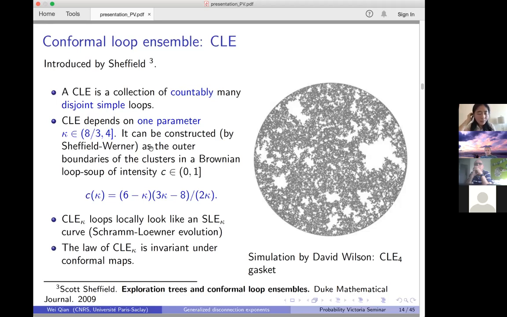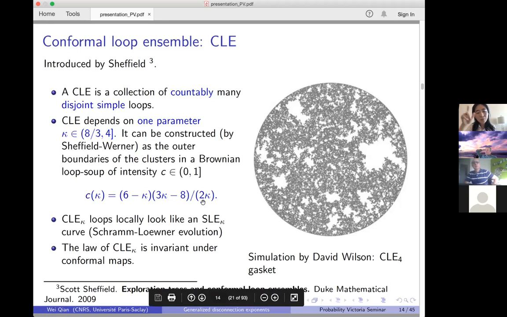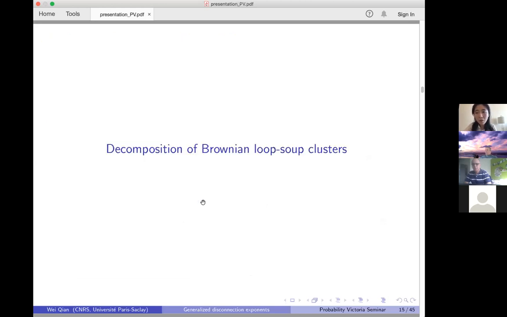In my talk, the CLE just depends on a parameter kappa between 8/3 and 4. And it can be constructed as the outer boundaries of the clusters in a Brownian loop soup of intensity C between 0 and 1. There is a 1-to-1 correspondence between C in (0, 1] and kappa in (8/3, 4]. CLE kappa loops locally look like SLE kappa curves, so Schramm-Loewner evolution. And the law of CLE kappa is invariant under conformal maps. Okay, so this is all you need to know about the background.